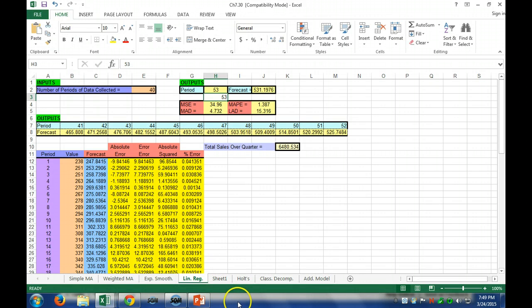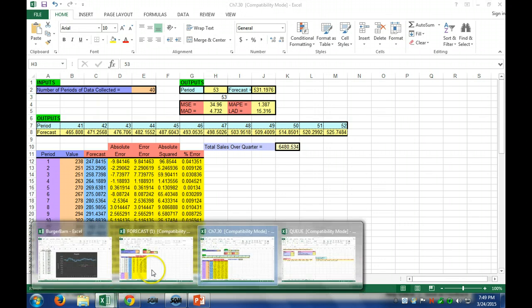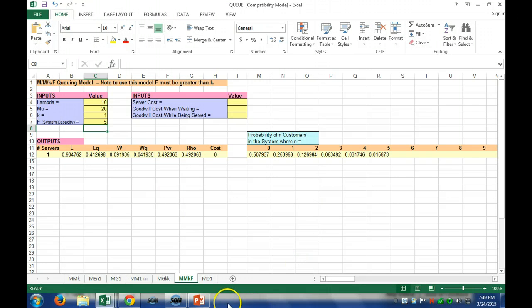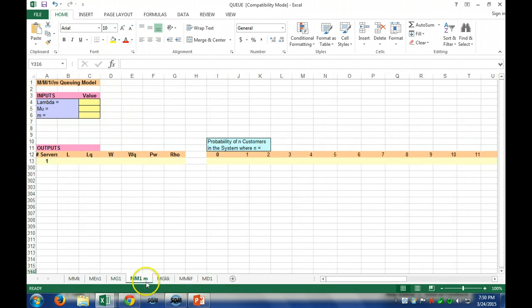So let's find that one. Oops, that's the wrong one. Wrong one again. There it is. Here it is. M/M/1 finite population. Our lambda is 0.05. Our mu is 0.5. And we only have 4 things that can enter our system. So it gives me all my performance measures.